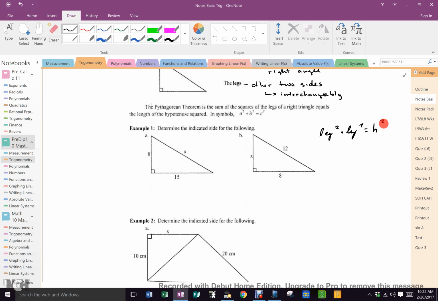The other side is also 20. What assumption is John making? He's assuming these are the same, yes? He's also making an assumption that this is what? That is what angle? 90. Can he make that assumption? Is that allowed? No. What's the only thing that you know about this? That this is 90, correct?